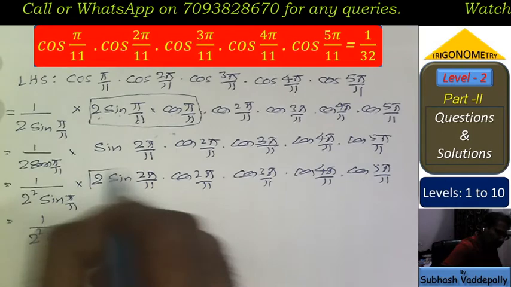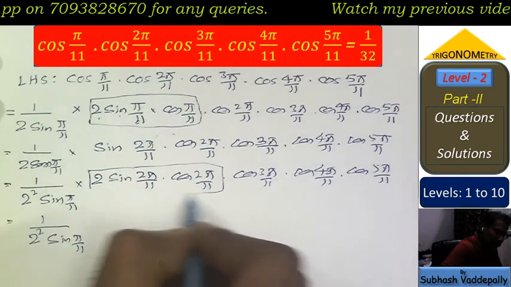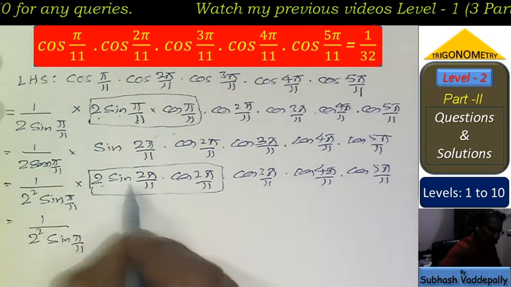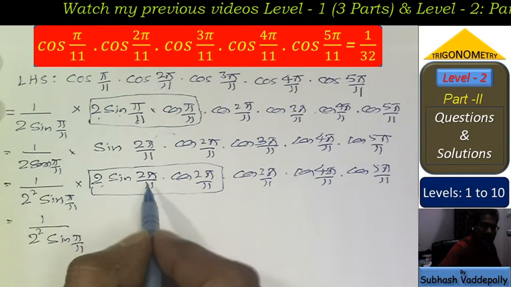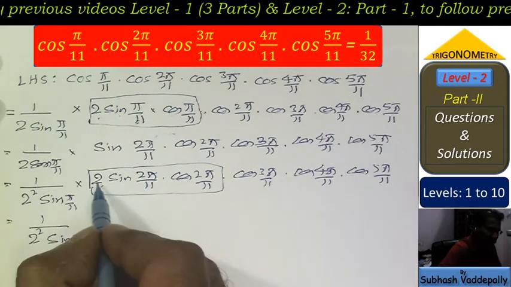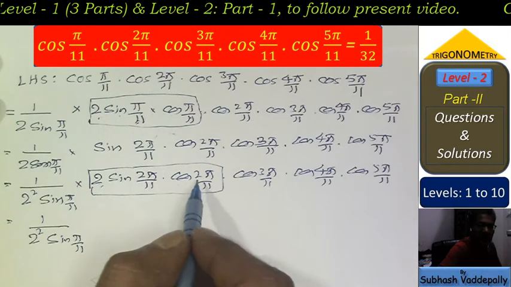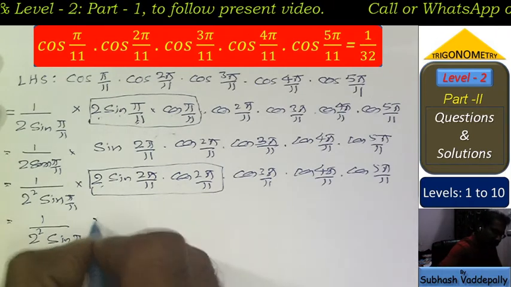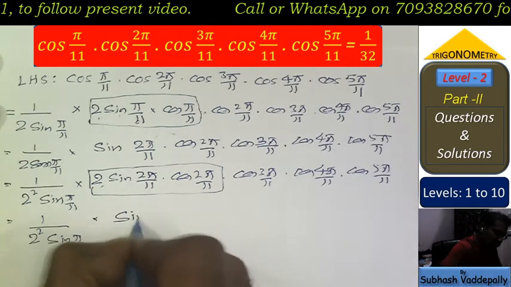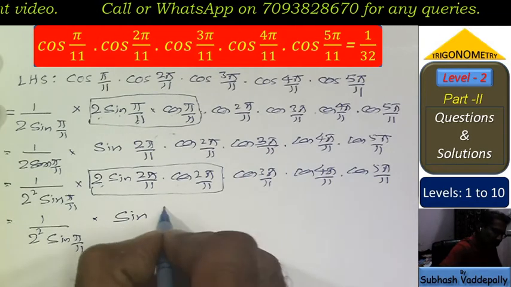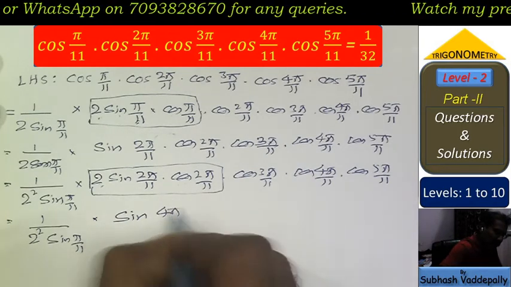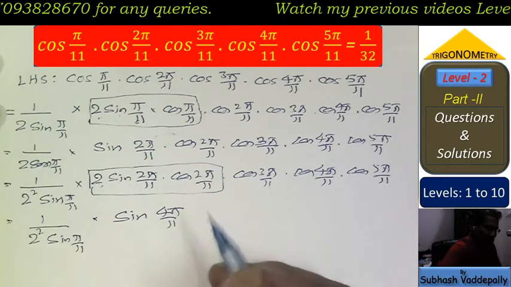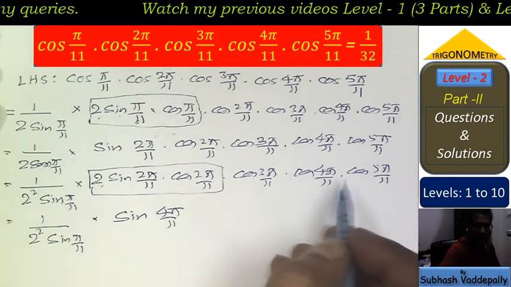and have a look at this. This again is in the form of 2 sine a cos a. If 2 pi by 11 is considered as a, it is in the form of 2 sine a cos a. It is going to be sine 2a, that is 2 into 2 pi by 11, it is 4 pi by 11. Okay, and the remaining 3 terms are there.